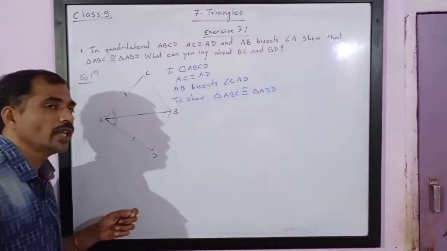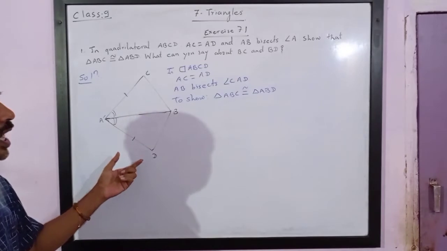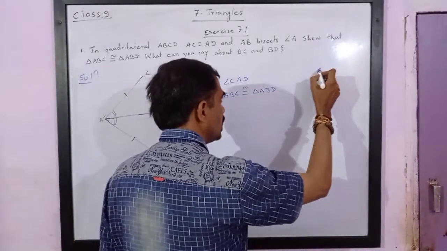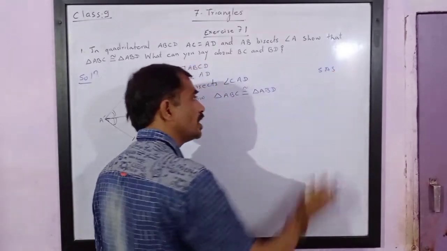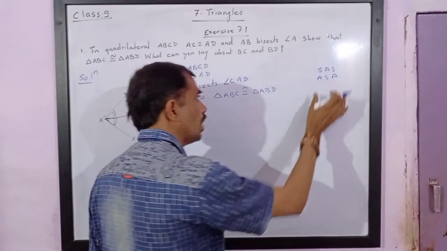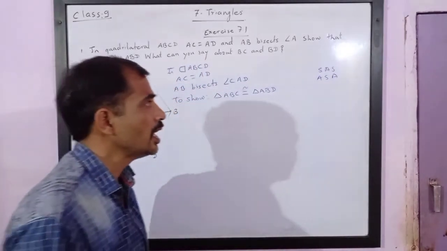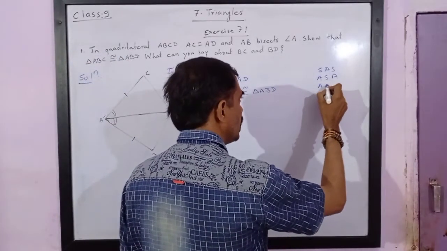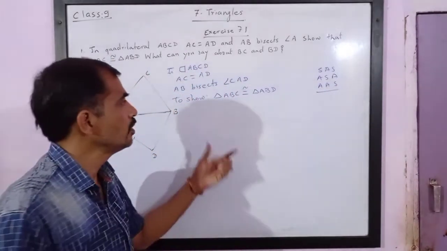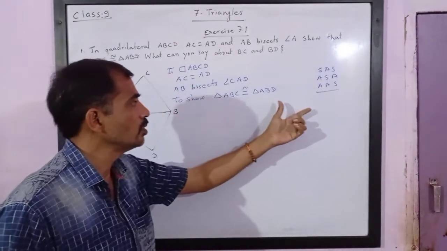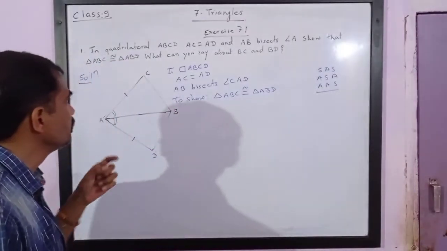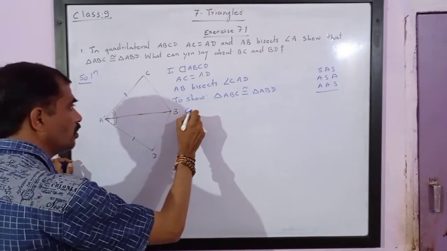Now please note, we have studied the congruency criteria for the congruency of two triangles. There exists SAS, that is two sides and the included angle. Then ASA, that is two angles and the included side. And we have also studied the third rule, AAS: any two angles and any side. If they are congruent, then the triangles are congruent. So here let us consider now.